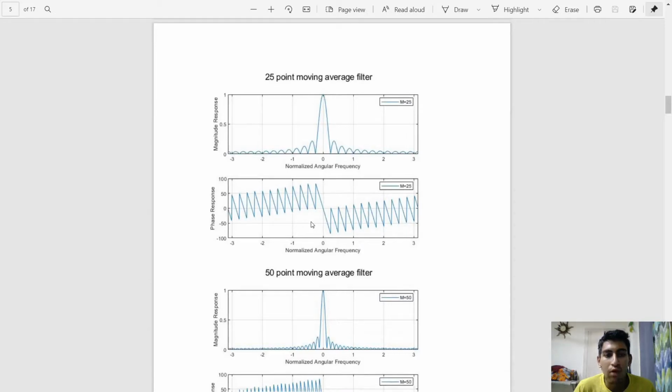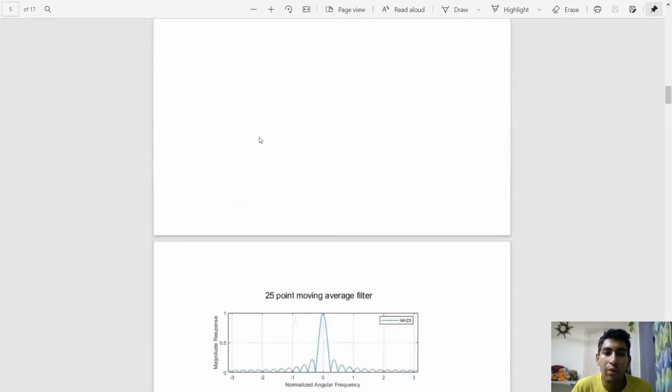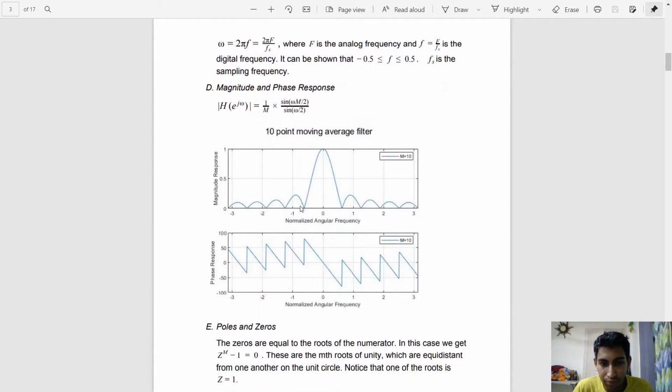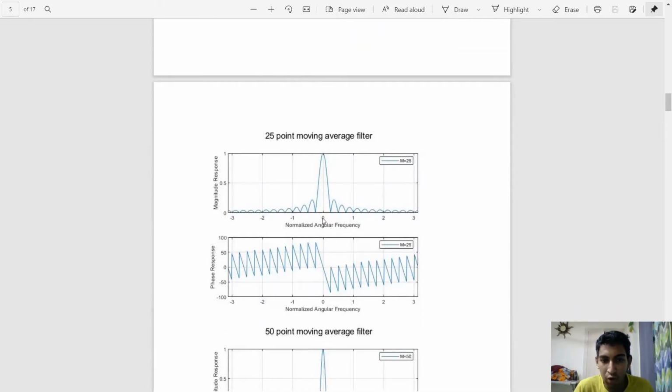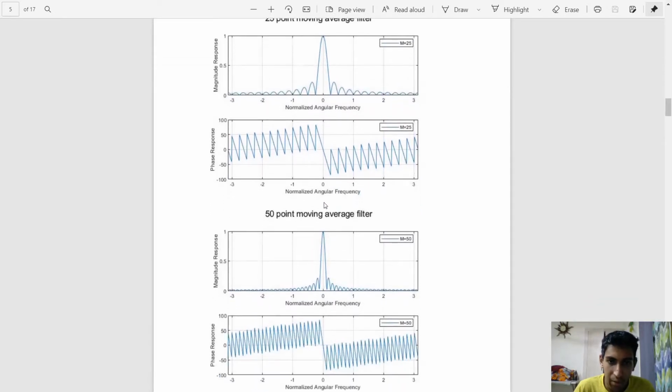Now we'll plot the magnitude and the phase responses for different values of m, and we can see what is happening while we increase the value of m. So for m equal to 10 it looks like this, and for m equal to 25 it looks like this. You can see the number of lobes has increased, and they also decline steeply, but they are still periodic from minus pi to pi.